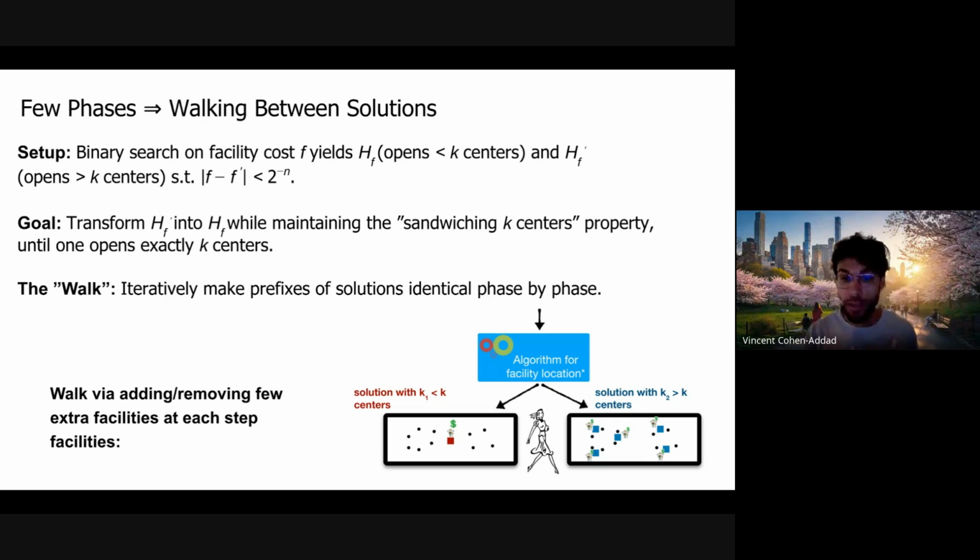And then we obtain a solution by walking from one solution to the other, which essentially makes the prefixes of the solutions identical phase by phase. So at the very beginning, no centers are open, so those two solutions agree. Then at phase one, we will do some work. We have an algorithm that will convert the prefix of one solution into the prefix of the other, so that they agree on the prefix at step one, and then go to step two, do the same work, and so on. And at each step, we can do this walking from one prefix to the other by adding a constant number of extra facilities.